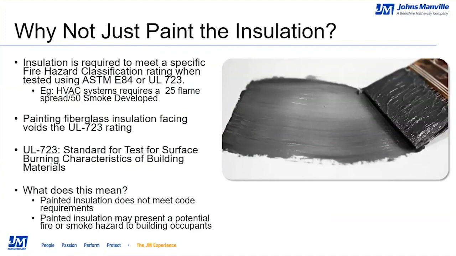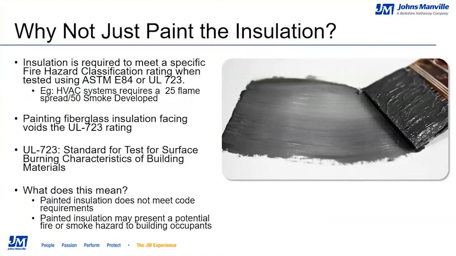Most people do not attempt to paint the fiberglass part of the insulation, and JM does not recommend painting the insulation facing under any circumstances. Insulation is required to meet a specific fire hazard classification rating when tested using ASTM E84 or UL 723 to protect building occupants in the event of a fire. This applies to all of the insulation used in the building, though the fire hazard classification requirements vary across applications, such as HVAC systems versus wall insulation, for example.